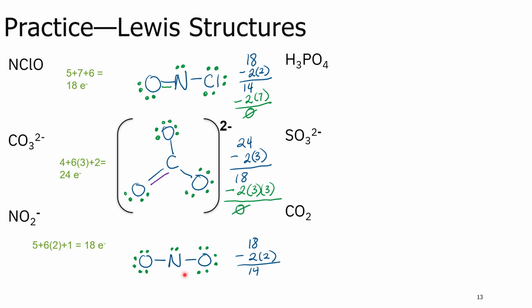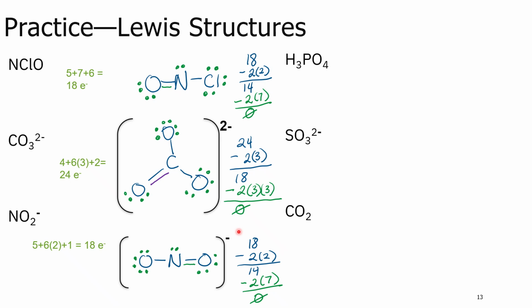Convert one lone pair from one oxygen into a double bond with the nitrogen. The completed structure contains one nitrogen-oxygen double bond and one nitrogen-oxygen single bond. And the entire structure is enclosed in square brackets with a 1 negative charge.